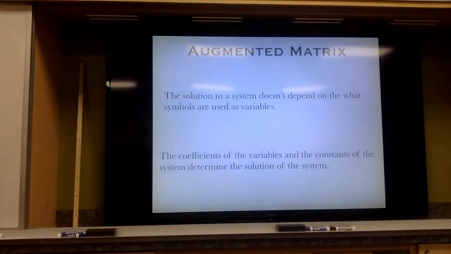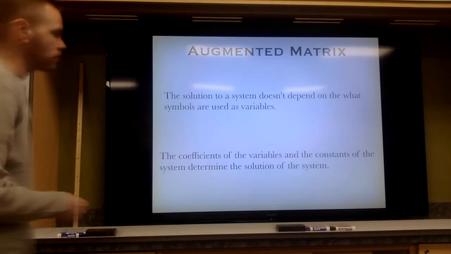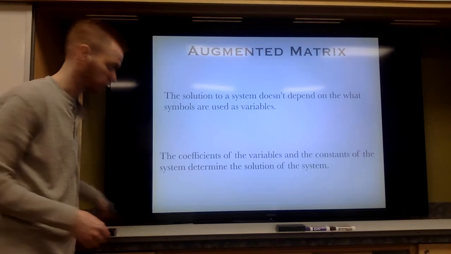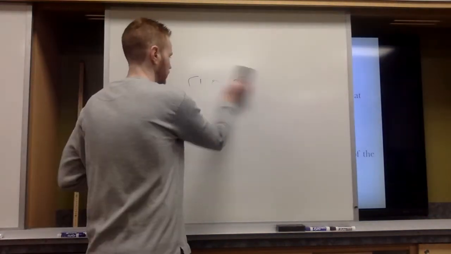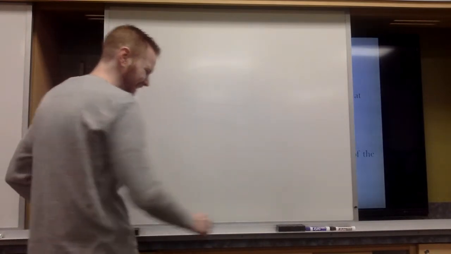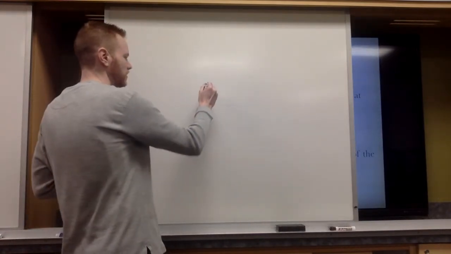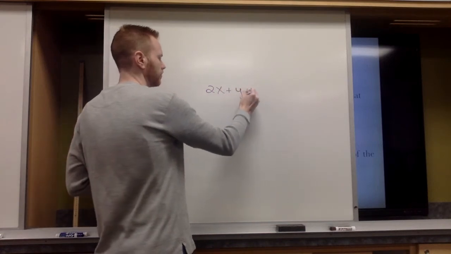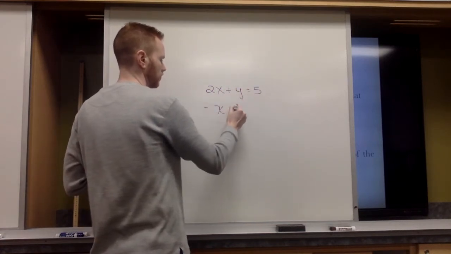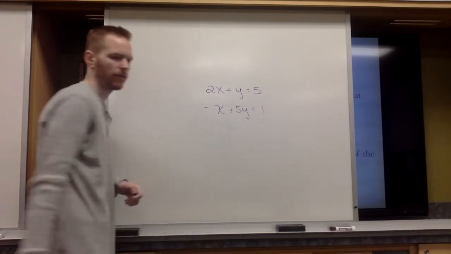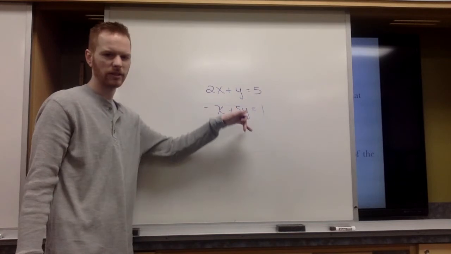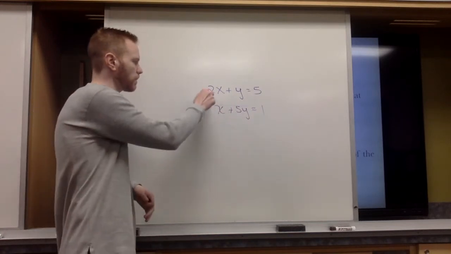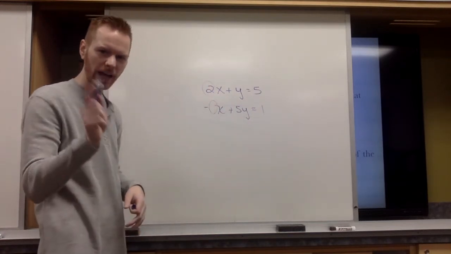An augmented matrix: the solution to a system does not depend on what symbols are used as variables, which is pretty true. Think about it. So, for instance, if I had this system right here, let's say we're trying to solve that system. Are we really concerned about the variables? No, we're more concerned about the coefficients in front. That's what we're looking at.